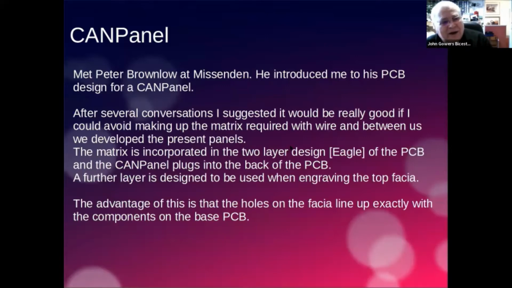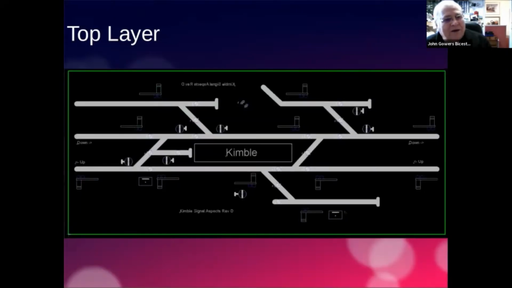So I talked to Pete about the possibility of having the matrix actually in the PCB. And we developed that further by saying, well, if we've got the matrix on a 2-layer PCB, why don't we have the CAN panel plugged in directly to the PCB to save that wiring? And a further thought was, why don't we have a fascia on the front that is the same as the PCB that we built, so that all the components match and line up exactly. And indeed, this is what we did.